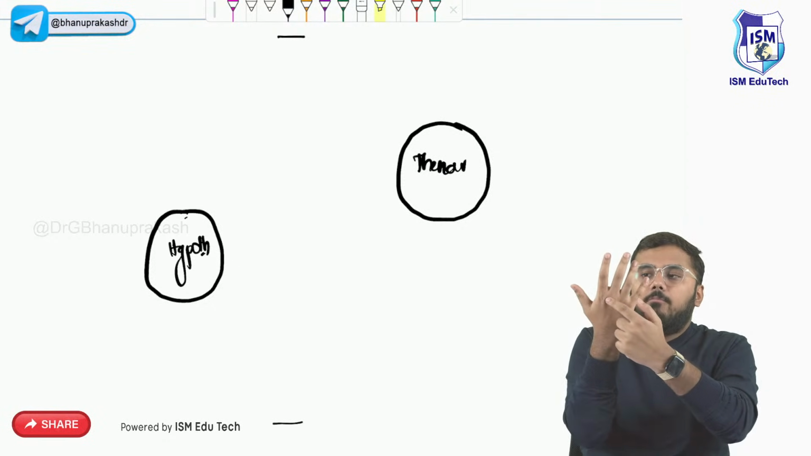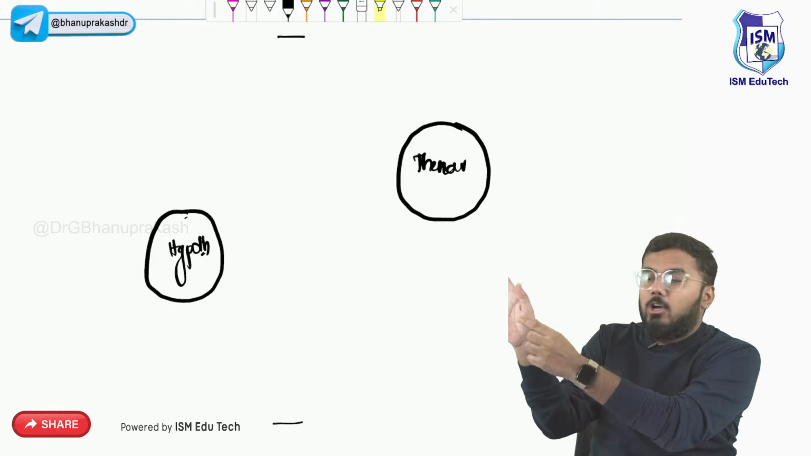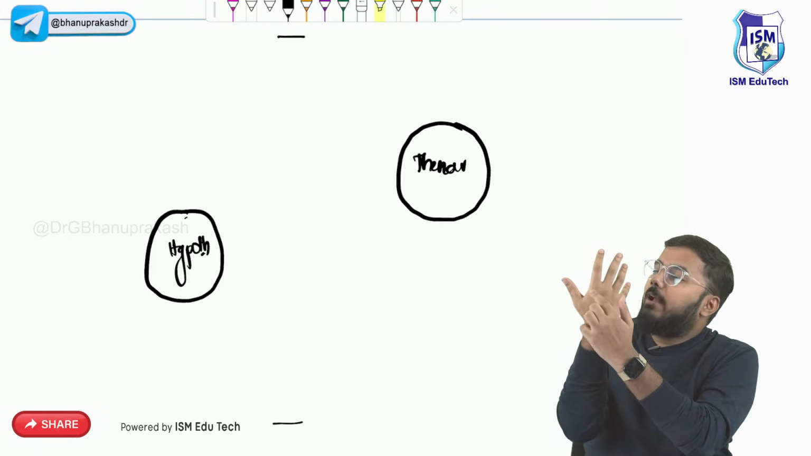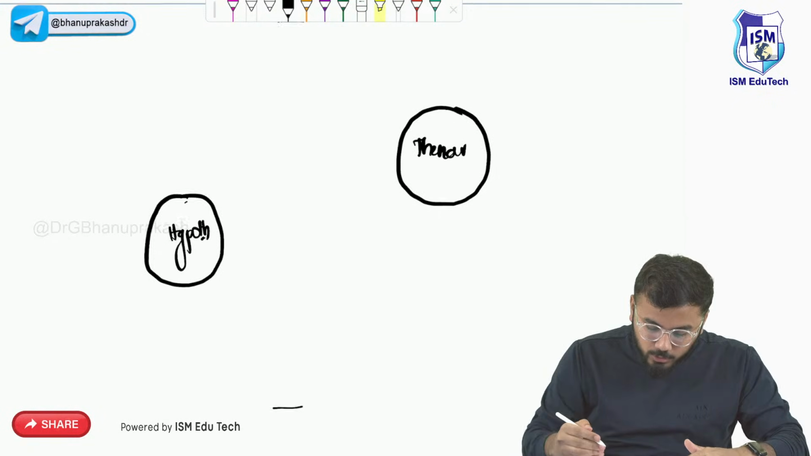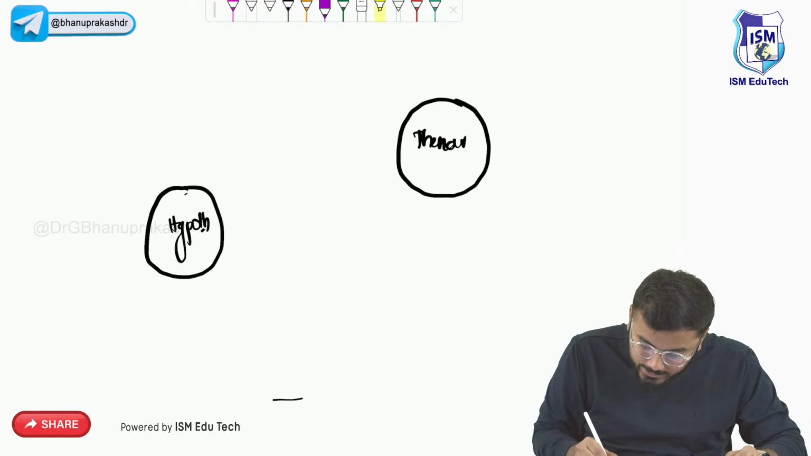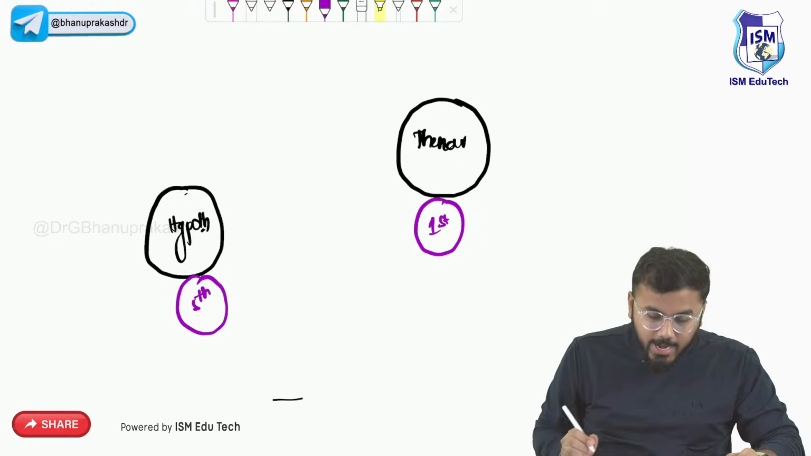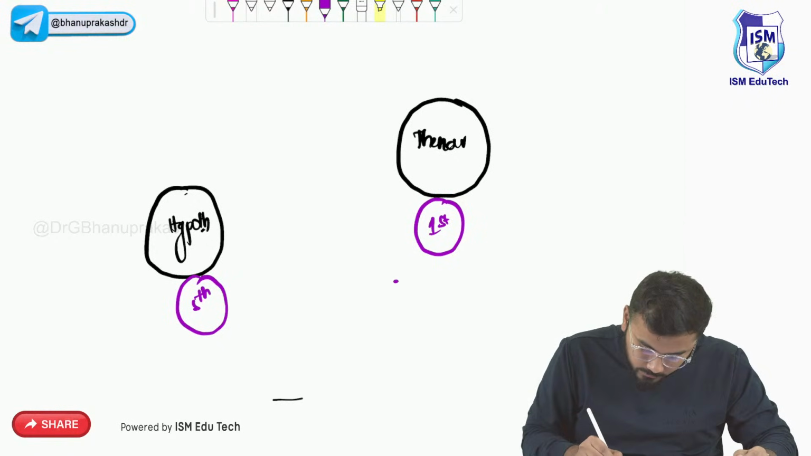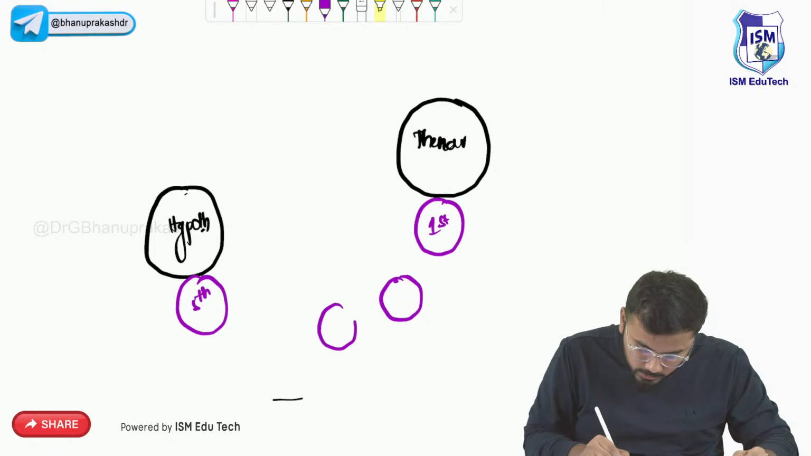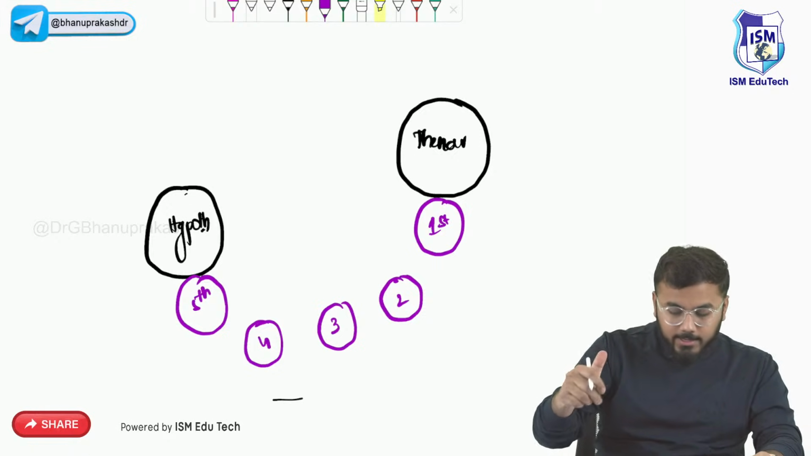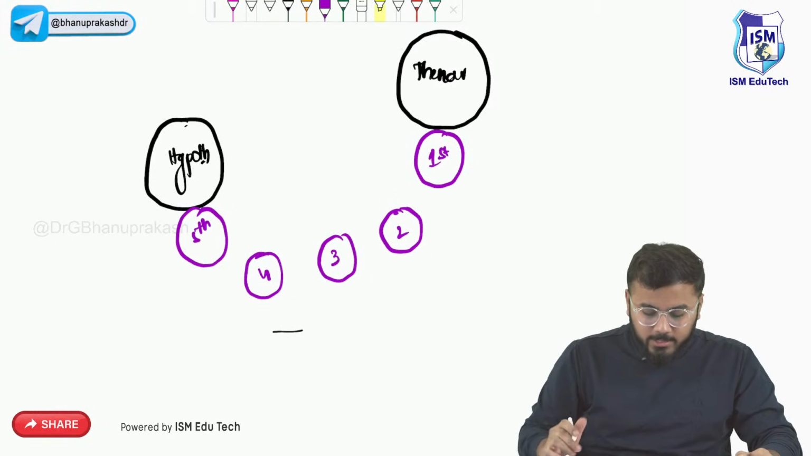Between the thenar and hypothenar, what do I have? Metacarpals. Thenar is sitting on the first metacarpal. Hypothenar is sitting on the last metacarpal. And in between I have the 2nd, 3rd, and 4th metacarpals, right? So look here. Thenar is sitting on the first metacarpal. Hypothenar is sitting on the fifth metacarpal. And in between I have got the 2nd, 3rd and 4th metacarpals. Clear? Right?